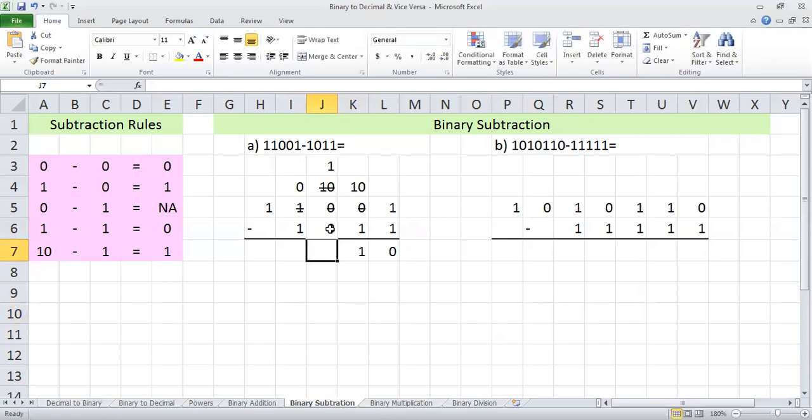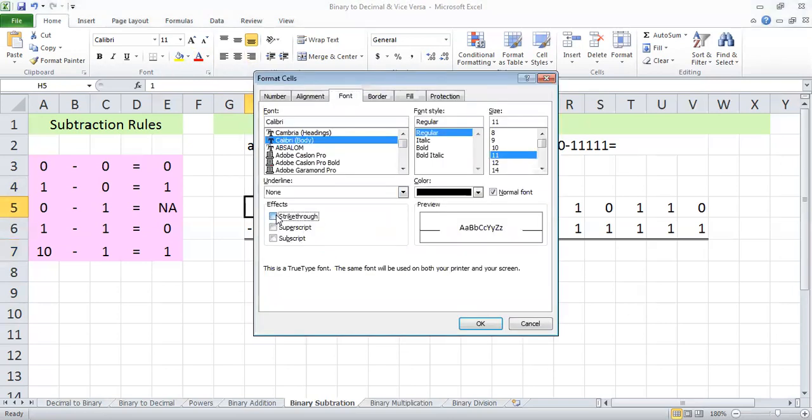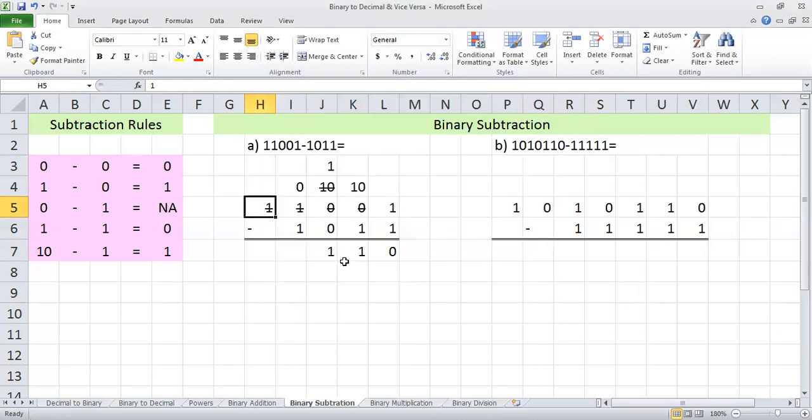Now this is 1 minus 0 is 1. 0 minus 1 is also again not possible. So again it has to take a borrow from the next number. If it takes a borrow from the next number, then this will become 0 and this 0 will become 10 now.